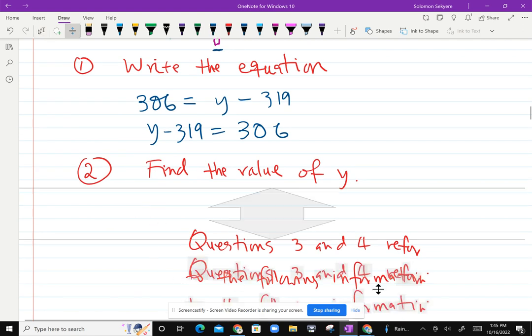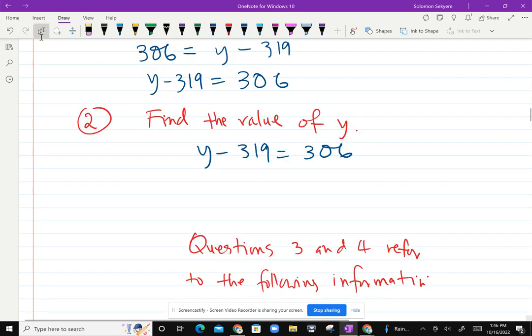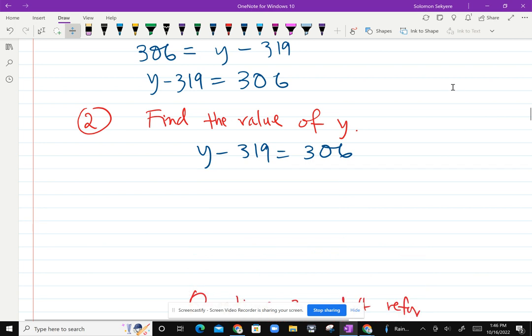Okay, how do we solve it? So now you have y minus 319. I want you to follow how I do it. And I know you can do it in your head. You can do it on the side. And I'm teaching you step by step how to do it in algebra. So you see the sign here before this number 319. We want to find what y is, so we want y by itself. So we need to remove this 319. And since it's negative, we add 319 to both sides.